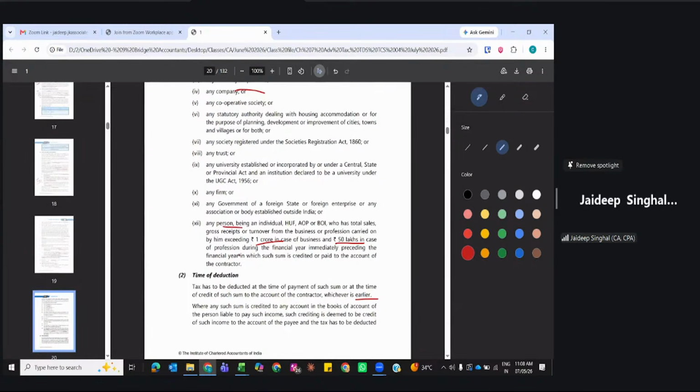lakhs. Is 1 crore or 50 lakhs the income or the turnover? Is it the revenue or the profit? It is the turnover, not the profit. What is the other name of turnover we call it? We also call it gross receipts. Can you tell me one more word in financial terms? Sales. One more word I am looking for.